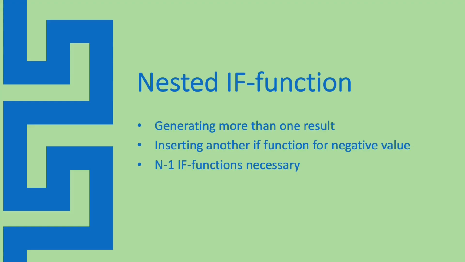Now, this is where the nested if function comes into play. It offers the opportunity to generate more outcomes. The general idea is to insert a function after the second comma. This way, you can keep adding more outcomes. A thing to remember is that you will always need n-1 if functions to code your idea, with n being the number of different outputs you want to generate.